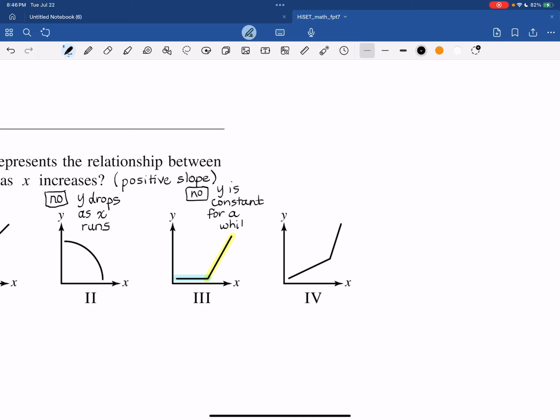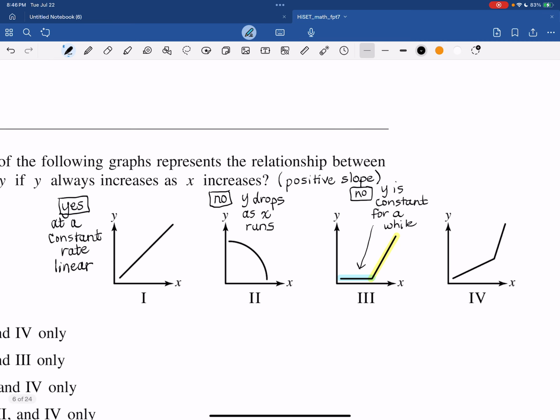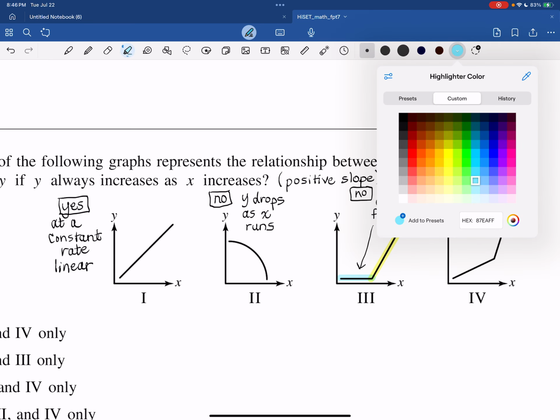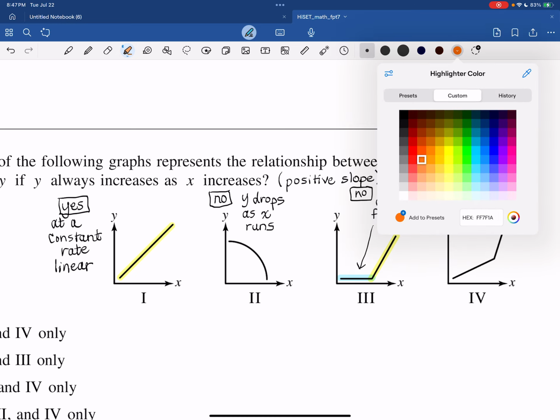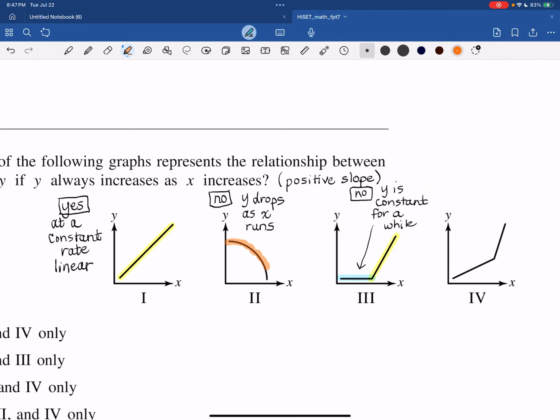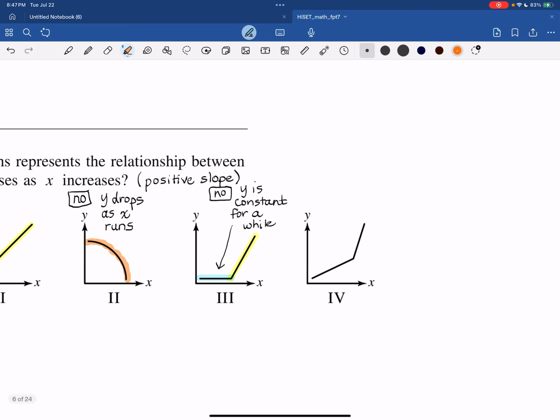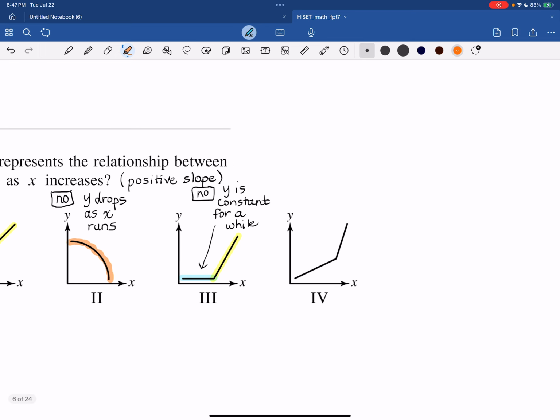We don't want that flat line in this blue area. The yellow part definitely fits our description, but that blue part does not. The yellow part looks like this first one. It is definitely increasing, the yellow part. But the blue part is constant. And in this one, there's no positive. It's decreasing. So 3 would be okay if it were just the yellow part.